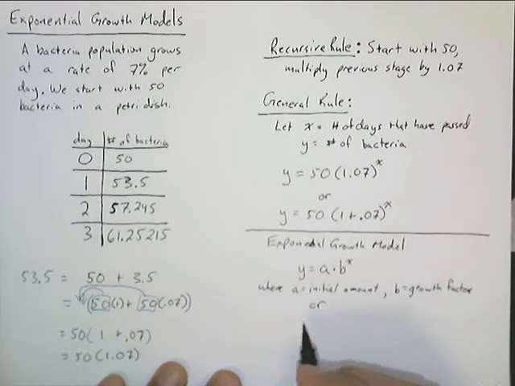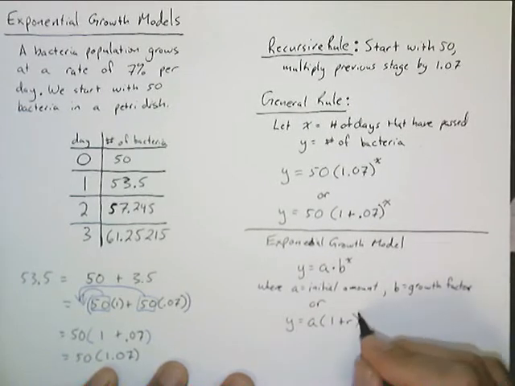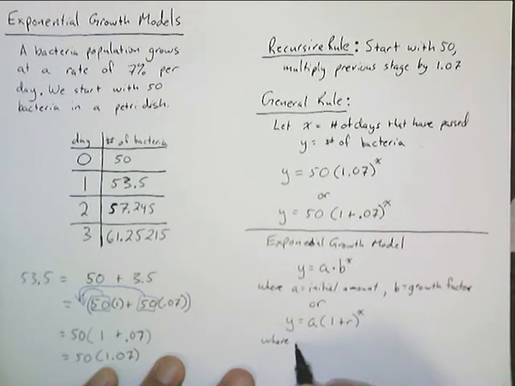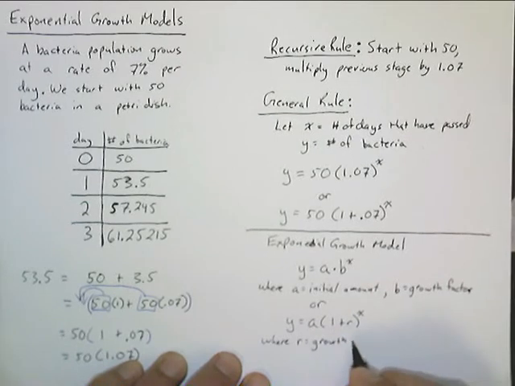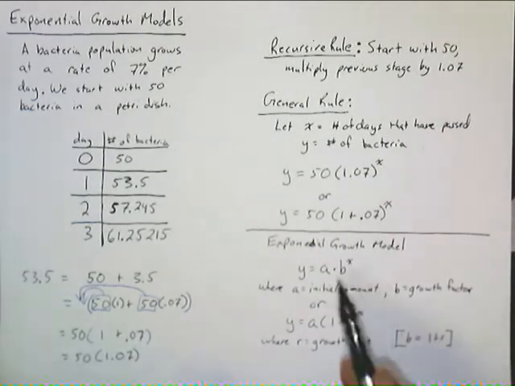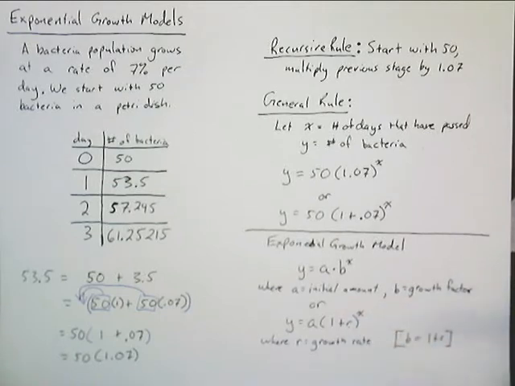Or, if you want to write it this way, y is equal to a times, instead of b, we'll write it as (1 plus r) to the power of x, where r is what we call the growth rate. And so the whole idea is just that the growth factor b is always equal to 1 plus the growth rate. So just whichever way you want to focus on, either on what we're multiplying by each time or how much we're increasing by each time.